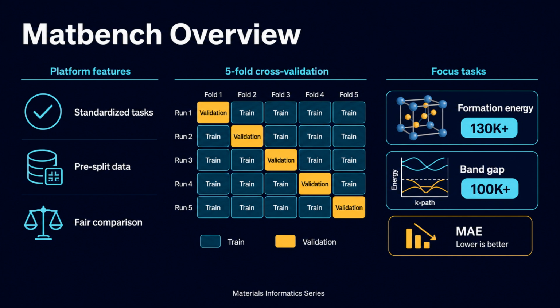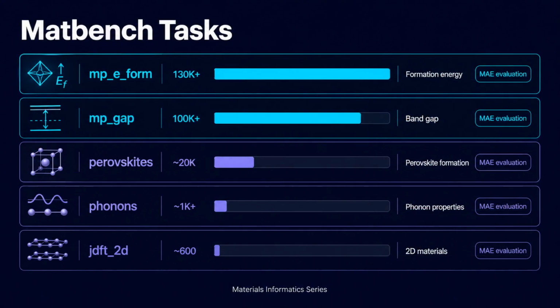In this chapter, we focus on two large-scale tasks: formation energy prediction with over 130,000 samples and band gap prediction with over 100,000 samples. The main MapBench tasks vary in size and complexity. MapBench MP e form predicts formation energy on over 130,000 samples. MapBench MP gap predicts band gap on over 100,000 samples. Smaller tasks include perovskites at about 20,000 samples, phonons at over 1,000, and JDFT2D at a few hundred. All tasks use mean absolute error as the evaluation metric, enabling consistent comparison.